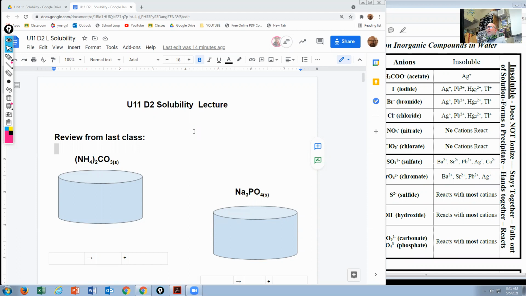Today we'll be talking about solubility. We talked a little bit about solubility last class. Solubility is how well things kind of dissolve, right? And we talked about what happens when things dissolve, and that's what we practiced last class. What happens when you put a solid into water and it breaks apart. So let's just review a couple of examples that we worked on last class.